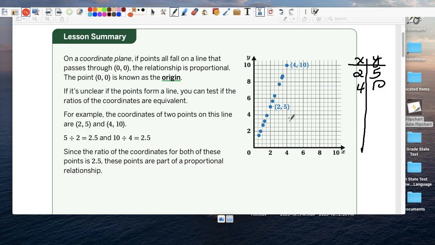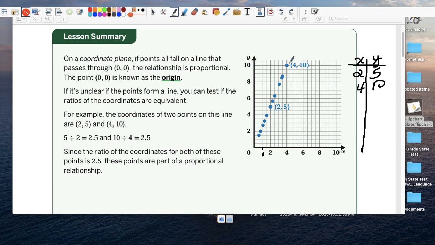2, 5, let me see, 4, 10. Is there any other point that I can actually precisely tell you the value? And here, this is actually 1, and 1 goes with 2. No, 1 goes with, actually we can't really tell, so I'm not going to do the 1, but we can find the unit rate.